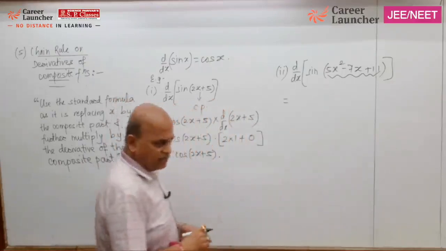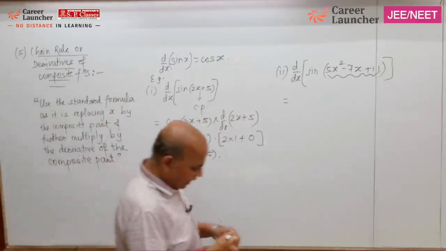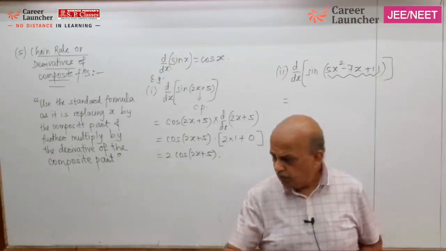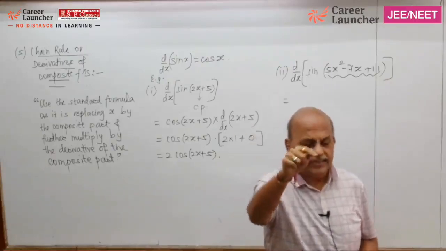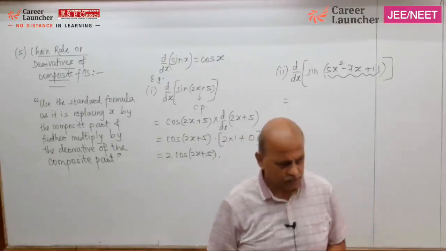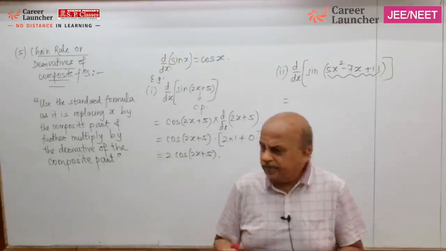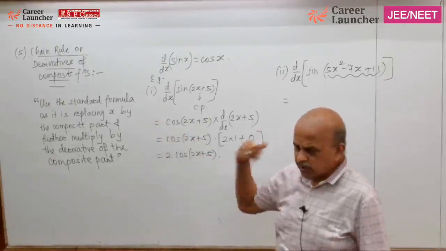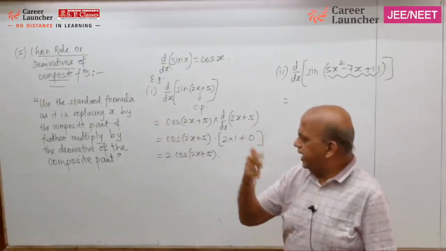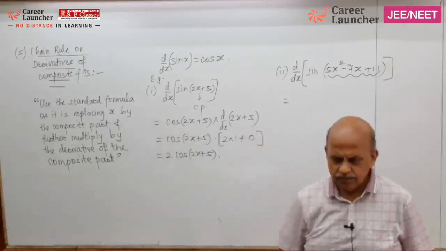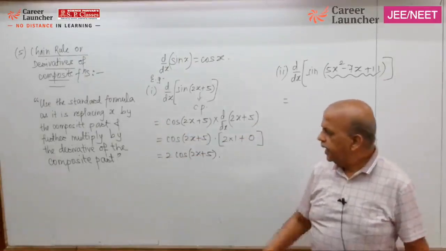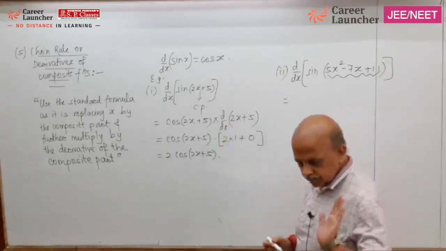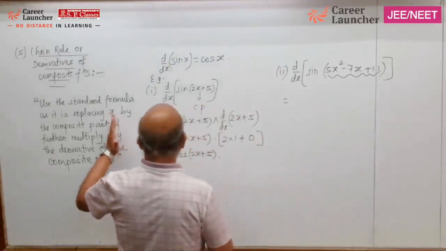Let's find the answer with the help of the chain rule. First we have to see when to use the chain rule. Chain rule is used when in a standard formula x is replaced by some other function. How do we make use of this rule I have given here? You have to say it after me. Use the standard formula as it is, replacing x by the composite part. So this is one part of the rule.